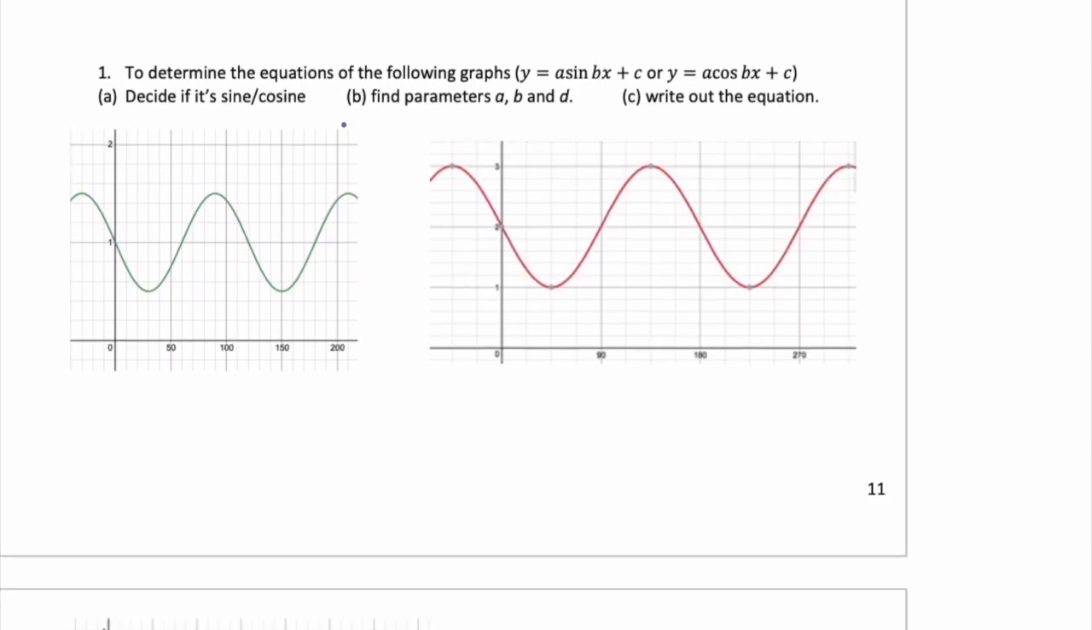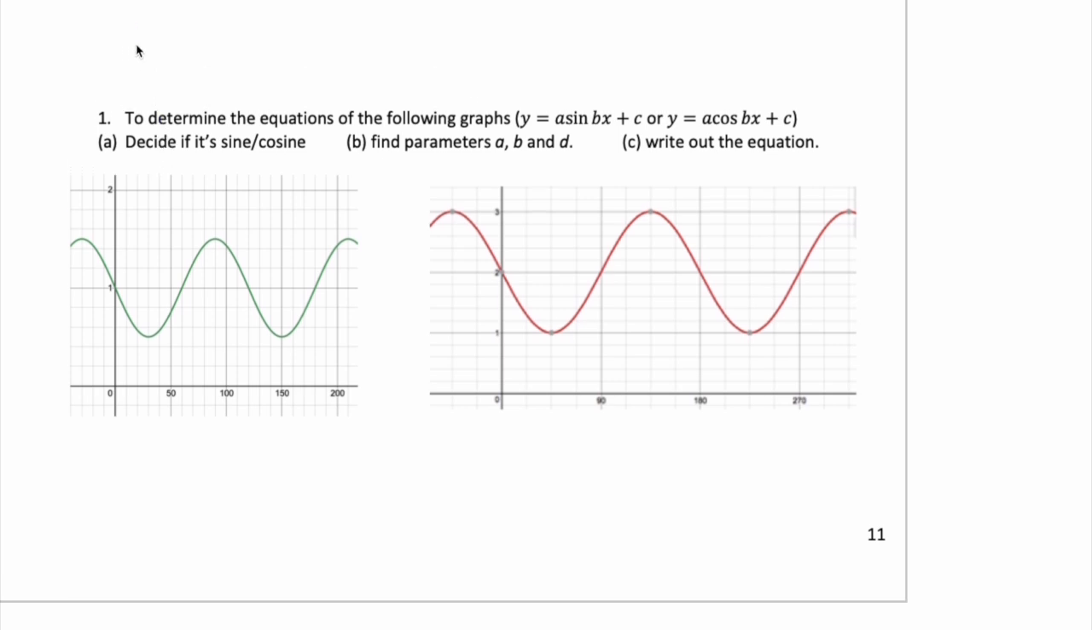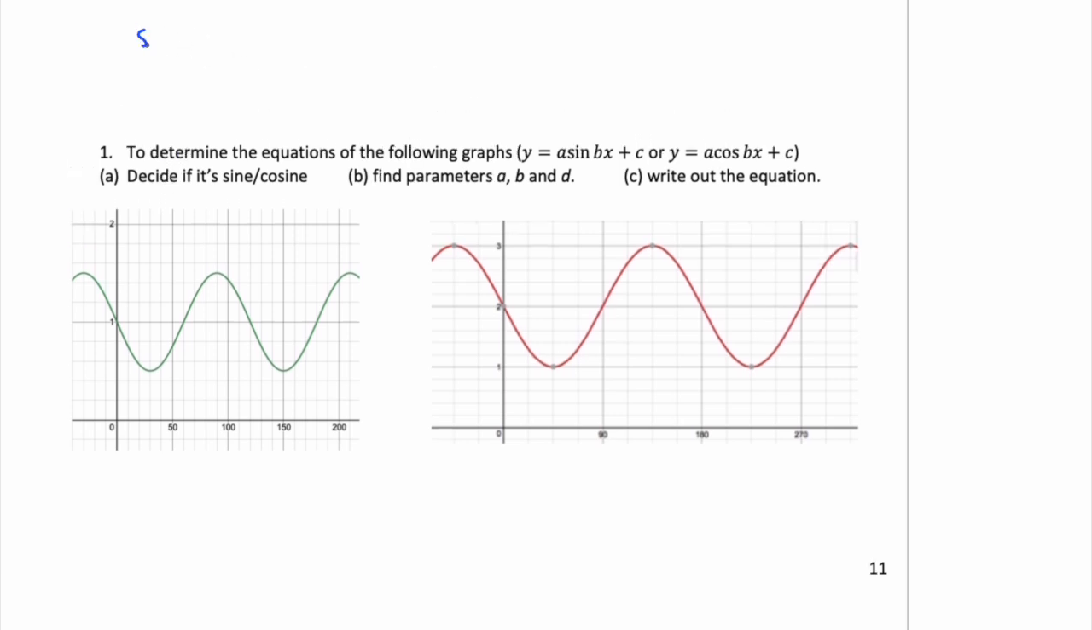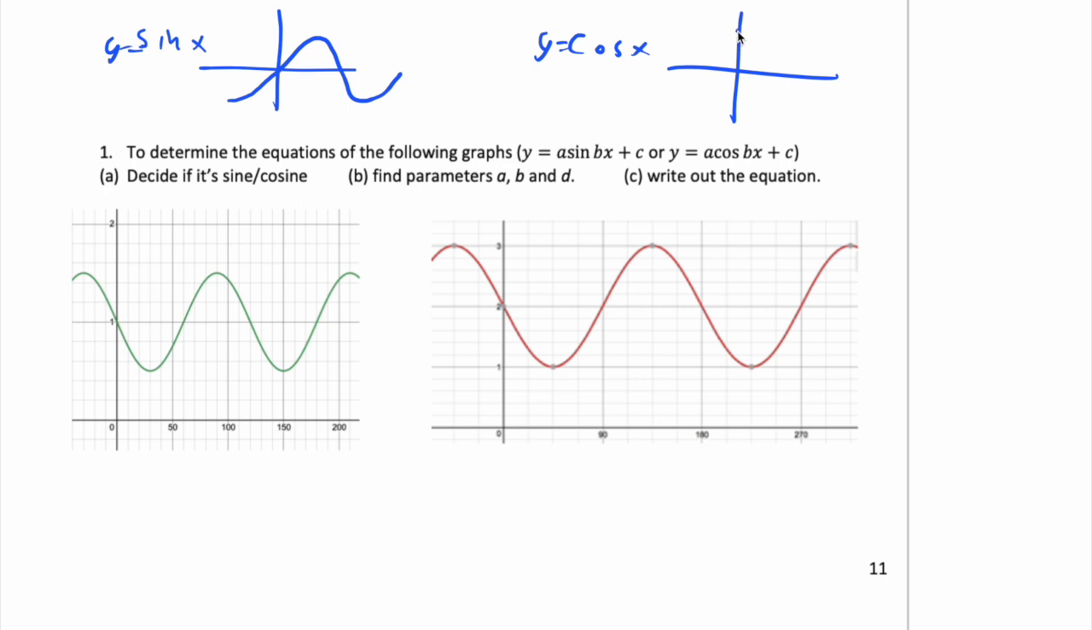So let's take a look at a few graphs here, and we're going to first determine whether it's sine or cosine. So recall last time, let's look at the parent functions of sine x and cosine x. Sine x always goes to the origin because sine 0 equals 0, and for cosine x, it always starts at 1. Okay, so that's what you need to look for. If it goes to the origin, or if it's shifted up and it goes to the principal axis more specifically, then it should be sine.